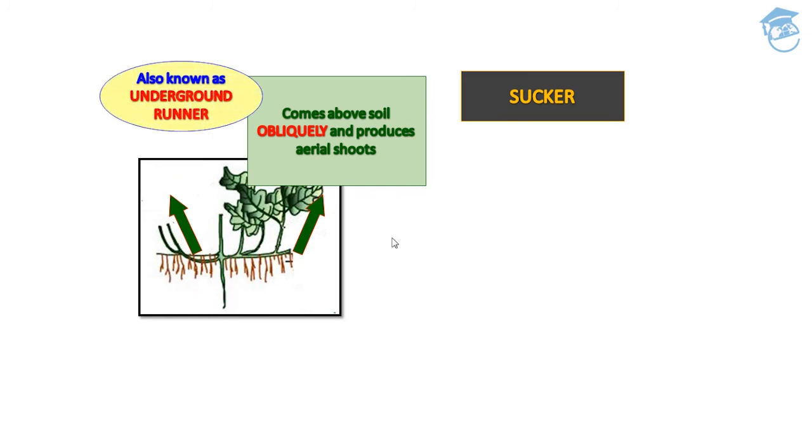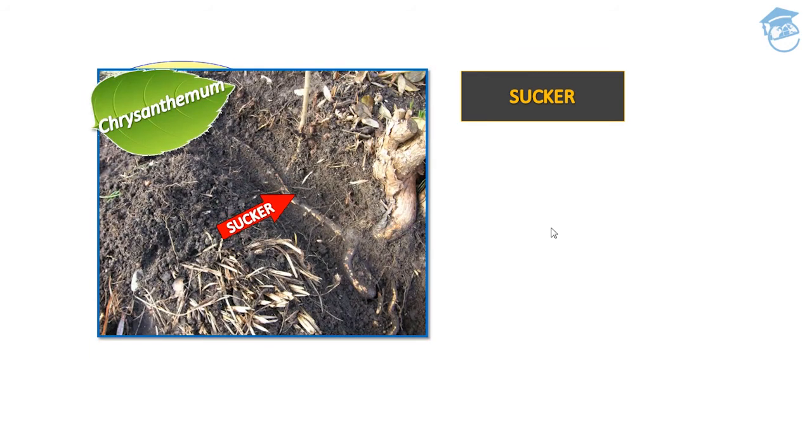It is also known as underground runner. Please note that sucker, a modification of a stem, is also called underground runner. It is seen in chrysanthemum. See, this is the sucker of chrysanthemum.